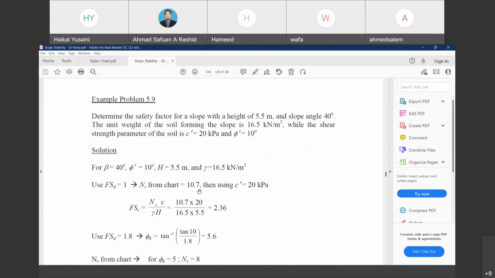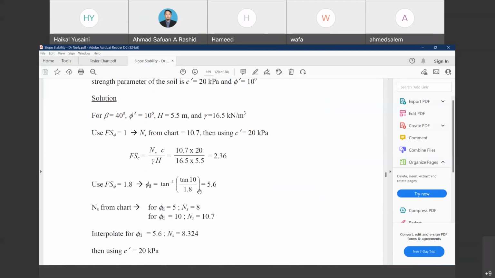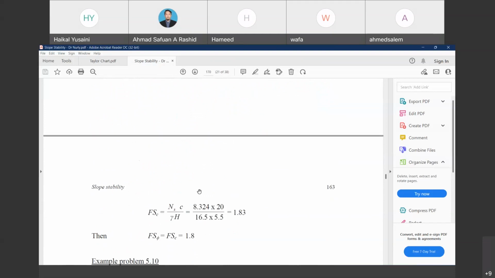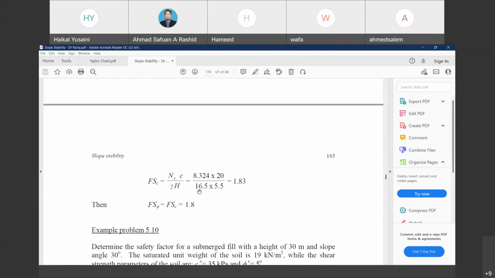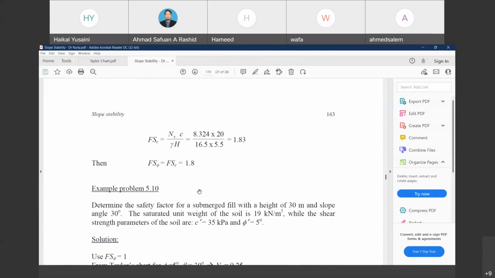This is similar to Dr. Kamarudin's example. Then when the factor of safety is equal to 1.8, we repeat the same procedure. Then we obtain the factor of safety of 1.83. Later on they consider 1.8 and 1.83 similar, so the result is 1.8.